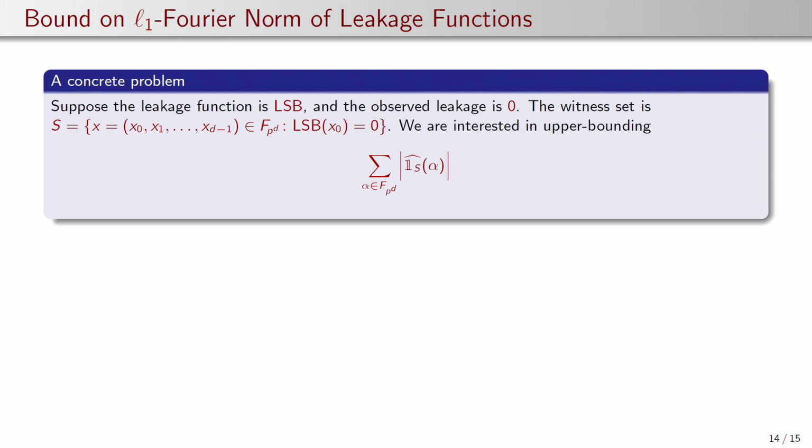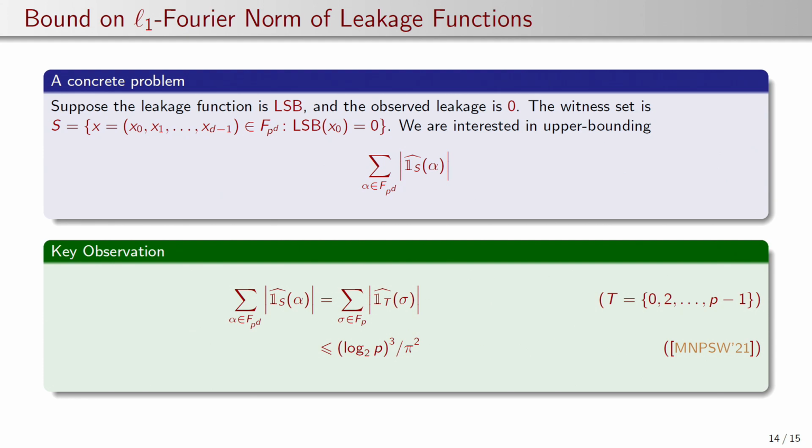Consider a very concrete problem. Suppose the leakage function is the least significant bit, and the observed leakage is 0. So the leakage set is the set S identified there. So the LSB of the first block, x0, equals 0. And we are interested in bounding the L1 Fourier norm of these functions. Actually, it's the indicator function.